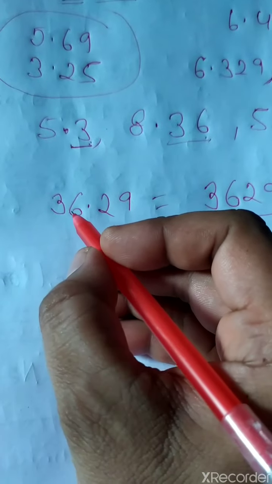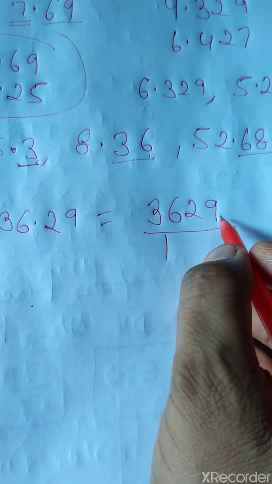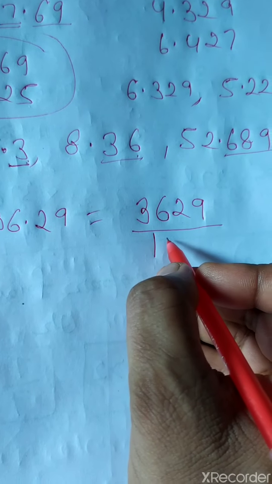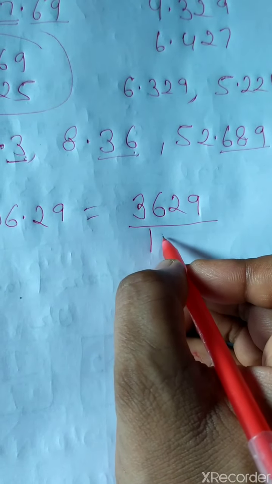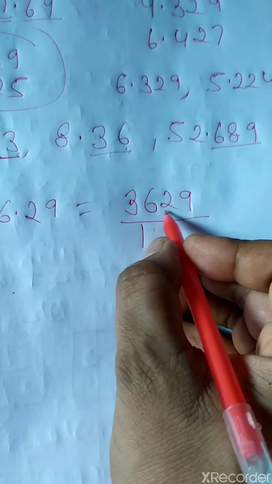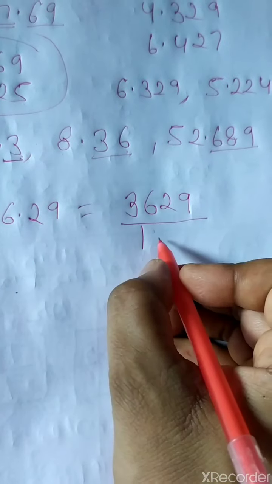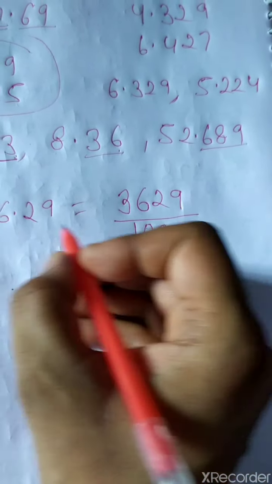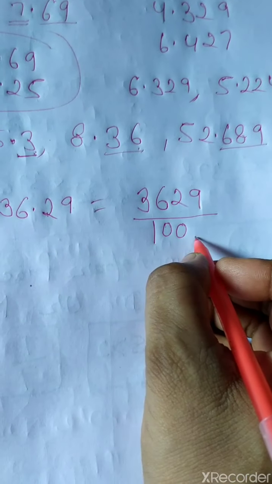Suppose the number given is 36.29, then write the number without the decimal at the numerator. At the denominator write 1 and after that zeros only. And how many zeros? It is equal to the number of decimal places. Write as many zeros as the number of decimal places. There are 2 decimal places, 2 and 9, so 2 zeros only.